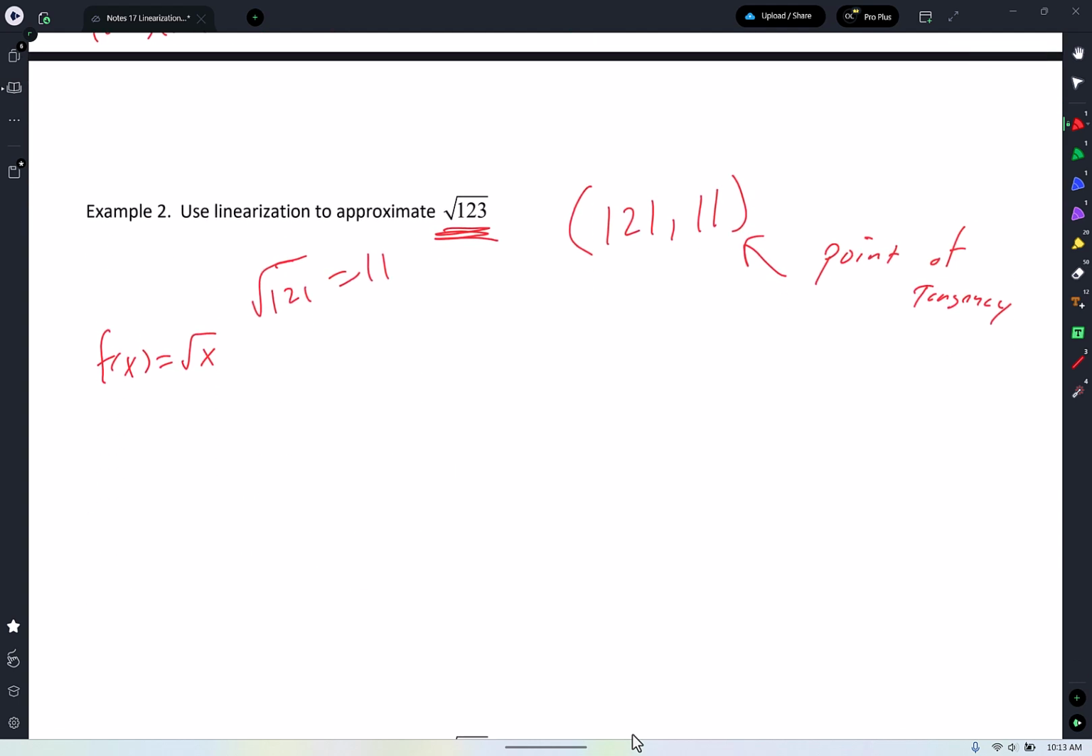I need a point and I need a slope. So the function I already know is square root of x. I already know my point. So I already know that f prime of x, that I did a little while ago, is 1 over 2 square root of x, unless I messed up. Chav, how do you know it's that? I got it a little while ago.